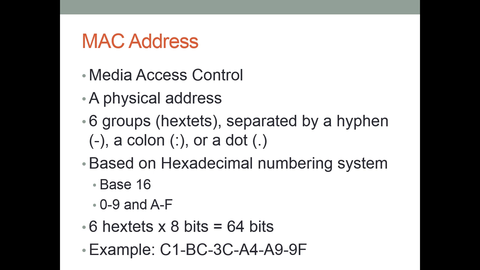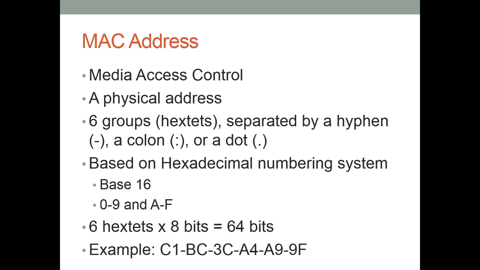A MAC address consists of 6 groups called hextets, separated by a hyphen, a colon, or a dot. Either one of those ways is valid. MAC addresses are based on the hexadecimal numbering system, so it's a base 16 system, which means it has the typical options we see in the decimal system of 0, 1, 2, 3, 4, 5, 6, 7, 8, and 9, but it also includes the letters A, B, C, D, E, and F. Those 6 hextets with 8 bits in each hextet equals 64 bits, so a MAC address is a 64-bit address.